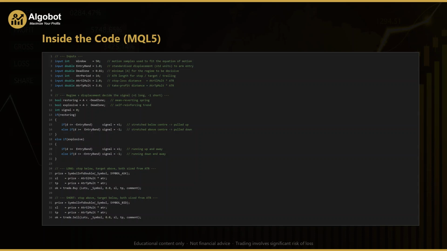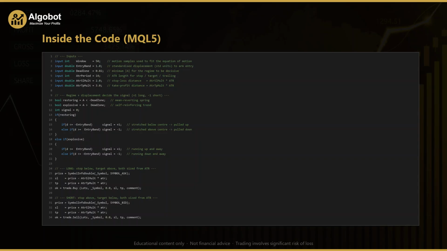Dead zone is the minimum stiffness needed for the regime to count as decisive. ATR period, AtrSlMult, and AtrTpMult control the ATR-based stop and target distances. Now the decision block. The code computes two booleans. Restoring is true when A is below the negative dead zone, a mean-reverting spring. The self-reinforcing case is true when A is above the dead zone.